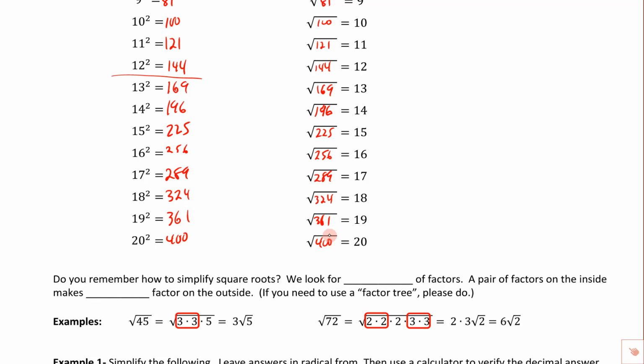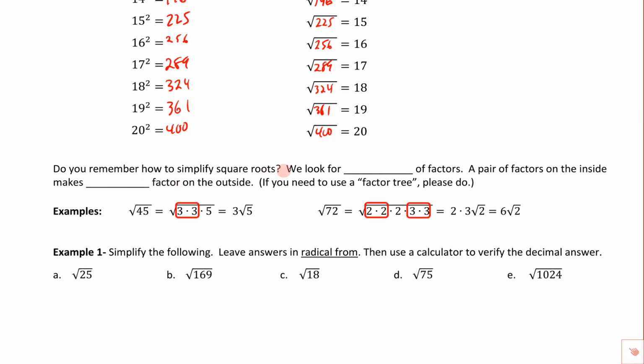Okay, now the question here is, do you remember how to simplify square roots? Well, I just gave you a reminder of that. What we're looking for is pairs of factors. So a pair of factors on the inside makes one factor on the outside. And to do these problems, if you need to do a factor tree, by all means go ahead.